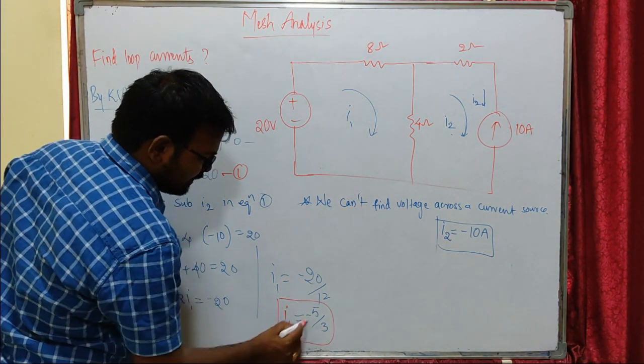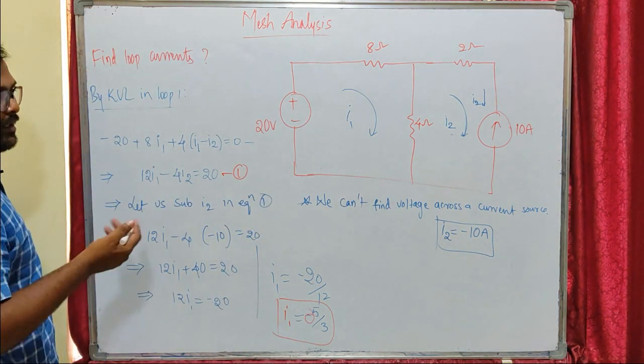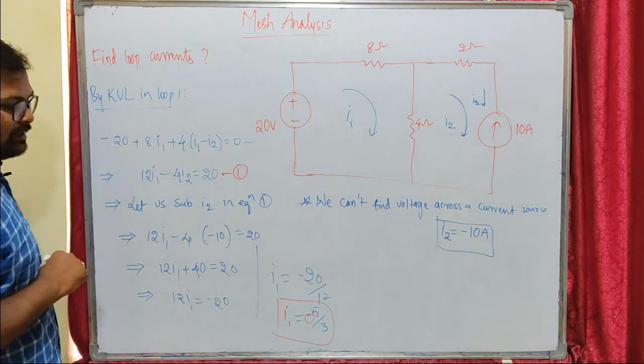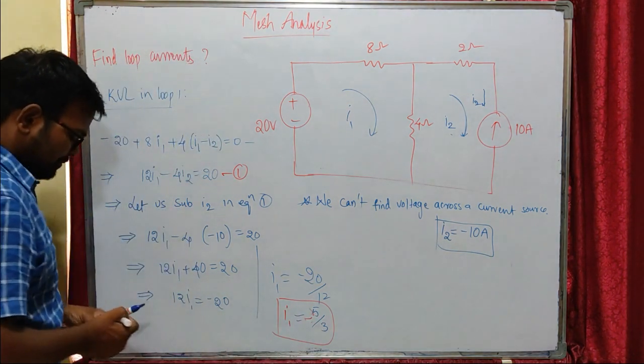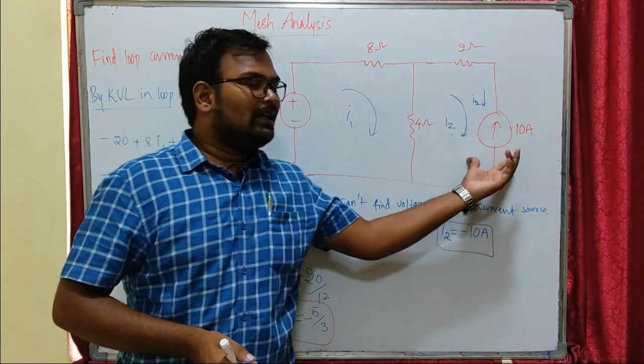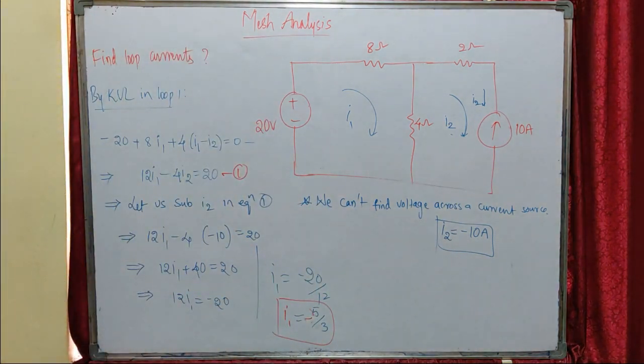Here the negative sign indicates that we took the clockwise direction as positive, but the actual current is flowing in the counterclockwise direction. So this is how we find loop currents when we have a current source in a loop. This is about the second case of mesh analysis. In the next class we will be discussing one new concept. Thank you.